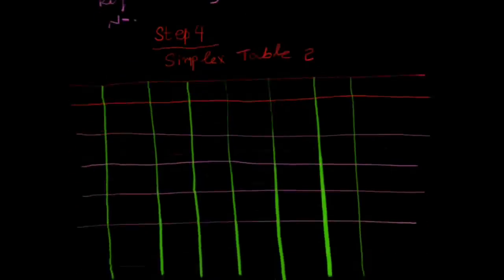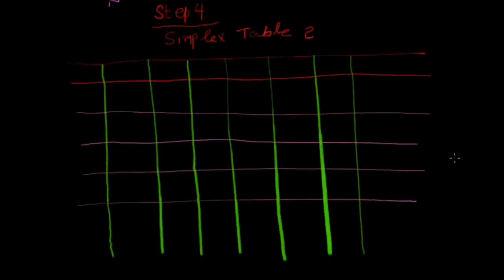First of all, we make its structure. This is the identity vector, and this is the objective function f1. 6 7 0 0 is our objective function. Here we write ratio.